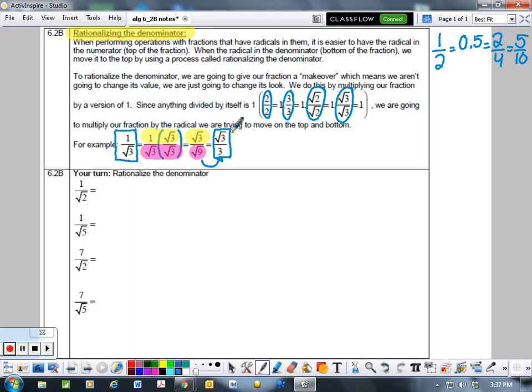So we're going to go ahead and practice. Our first problem is 1 over the square root of 2. Well, what do I want to get rid of? I want to get rid of the square root of 2, so I'm going to take my original fraction and I'm going to times by what I want to get rid of. I want to get rid of the square root of 2.